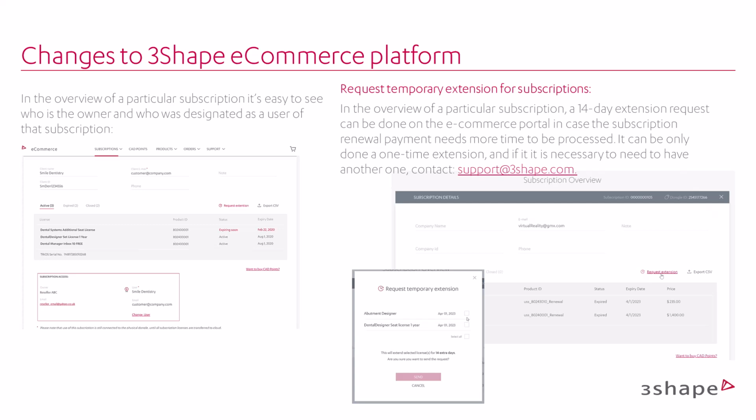Request temporary extension for subscriptions. In the overview of a particular subscription, a 14-day extension request can be done on the e-commerce portal in case the subscription renewal payment needs more time to be processed. It can be only done as a one-time extension, and if it is necessary to have another one, contact support@3shape.com.